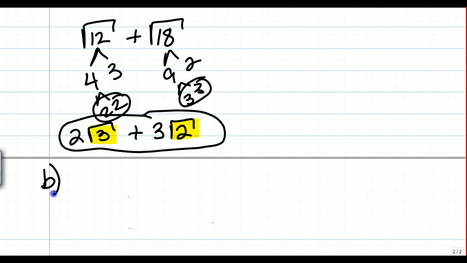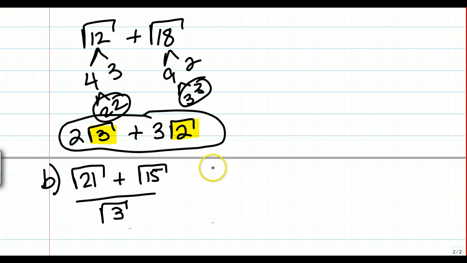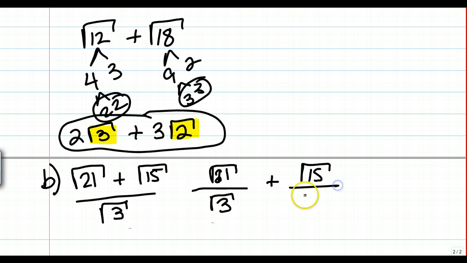B, I have the square root of 21 plus the square root of 15 over radical 3. I'm going to go ahead and put the radical 3 under each part of the fraction here. So I'm going to break it up so it's under the 21 and it's under the 15.